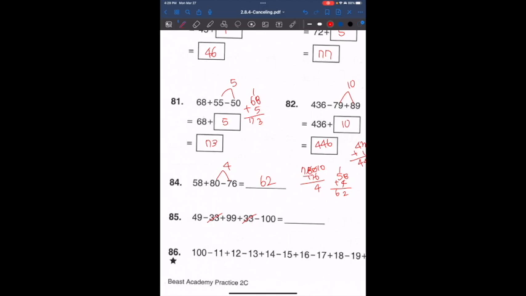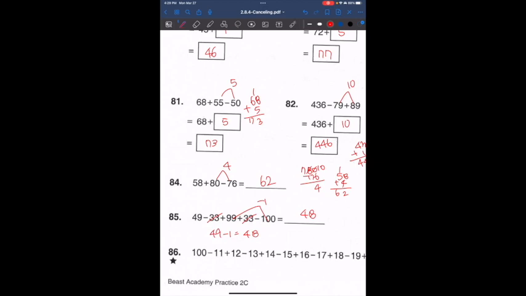And then we have 99 and negative 100. So these two almost cancel out. 99 minus 100 is negative 1. And so we're left with 49 minus 1, which is 48.